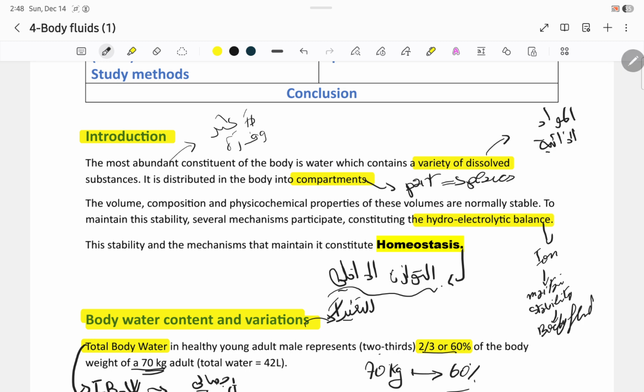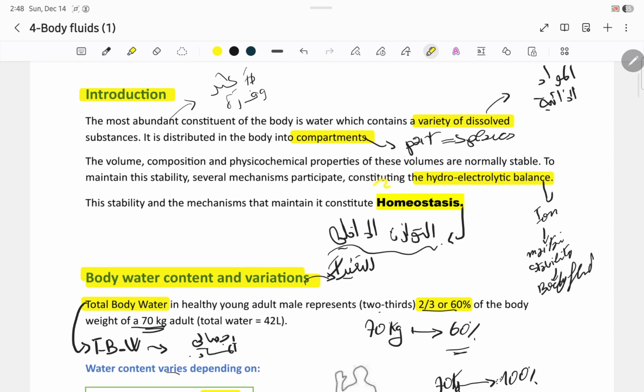The volume, composition and physicochemical properties of these volumes are normally stable. In a normal person, who is not in case of disease or something like that, the water in the whole body is stable. The quantity of water is stable. To maintain this stability, several mechanisms participate, constituting the hydroelectrolytic balance.